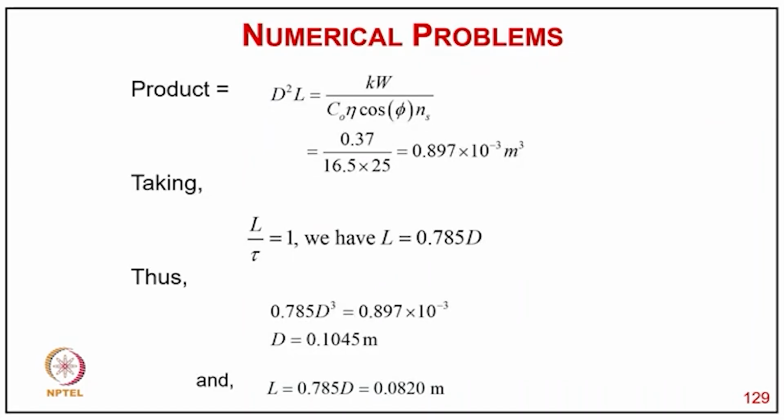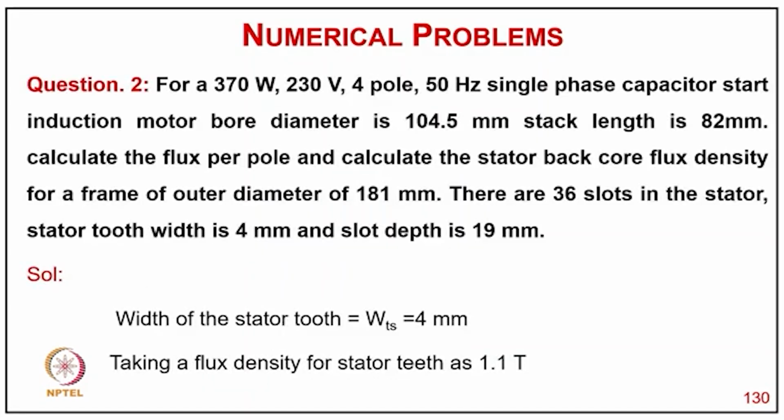Now the product D square L is kW upon C0 eta cos phi and S. Putting in the values, it comes 0.897 times 10 to the power minus 3 meter cube. Considering L upon tau as 1, we have L equal to 0.785 D. Putting this in the output equation, 0.785 D cube equals 0.897 times 10 to the power minus 3. So D comes 0.1045 meter and L is 0.785 D, that is 0.0820 meter.